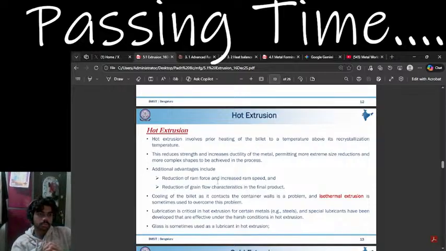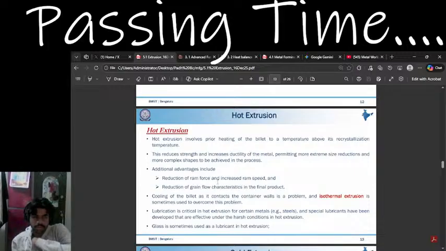Hot extrusion involves heating the billet to a temperature above its recrystallization temperature. This reduces the strength and increases the ductility of the metal, permitting more extreme size reductions and more complex shapes to be achieved. Additional advantages include reduction of ram force, increased ram speed, and reduction of grain flow characteristics in the final product. Cooling of the billet as it contacts the container walls is a problem, and isothermal extrusion is sometimes used to overcome this problem.